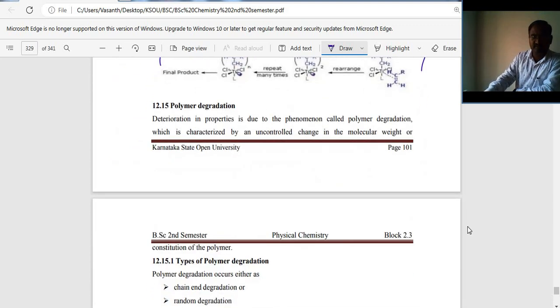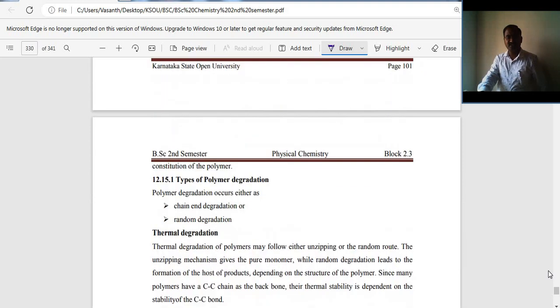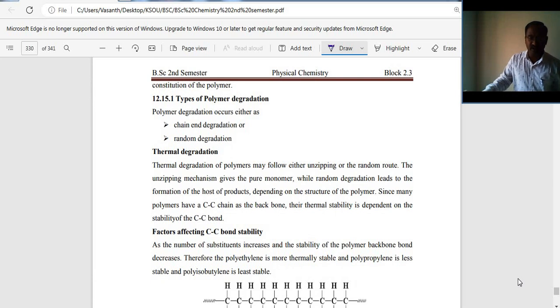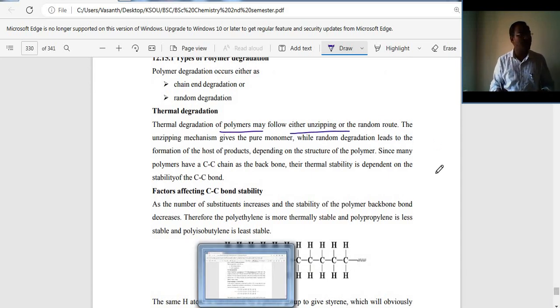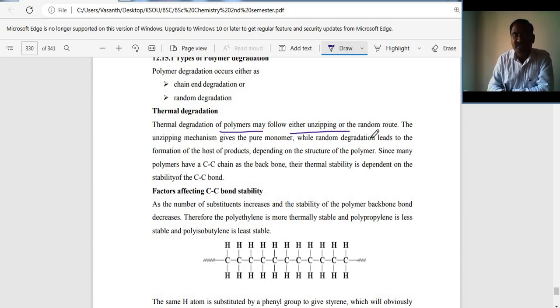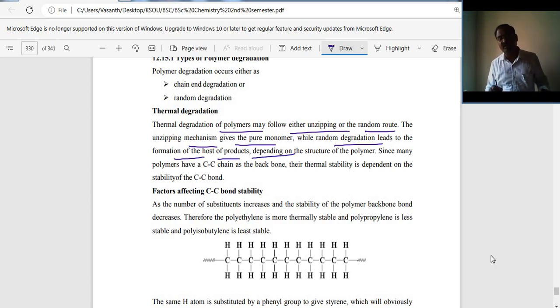In polymer degradation, chain end degradation and random degradation are the types of thermal degradation. Thermal degradation of polymers may follow either the unzipping or the random route. The unzipping mechanism gives the pure monomer, while random degradation leads to the formation of a host of products, depending on the structure of the polymer.